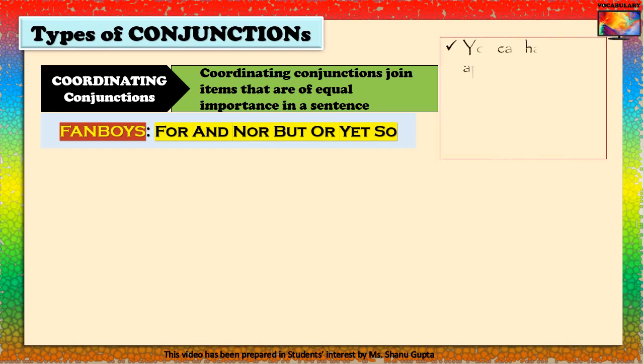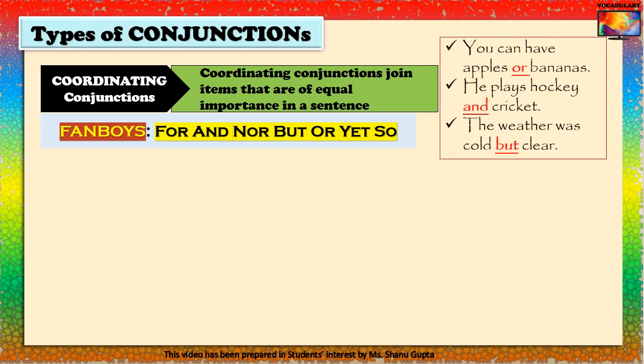For example, you can have apples or bananas. The words "apples" and "bananas" are of equal importance, joined through the coordinating conjunction "or." "He plays hockey and cricket," "and" is the coordinating conjunction. "The weather was cold but clear." "But" is the coordinating conjunction, bringing out the contrasting qualities of the weather.